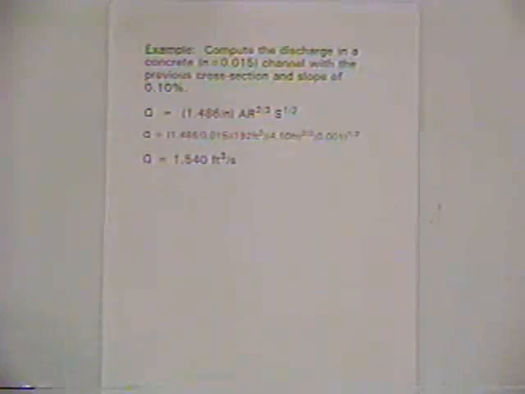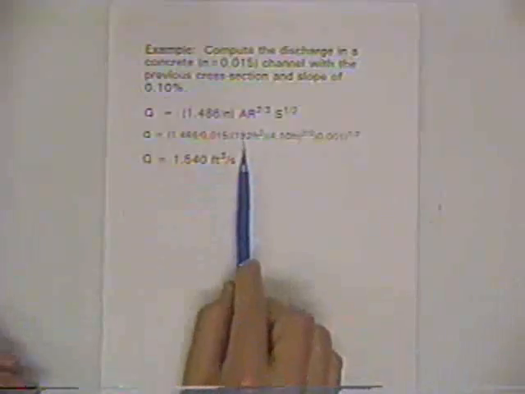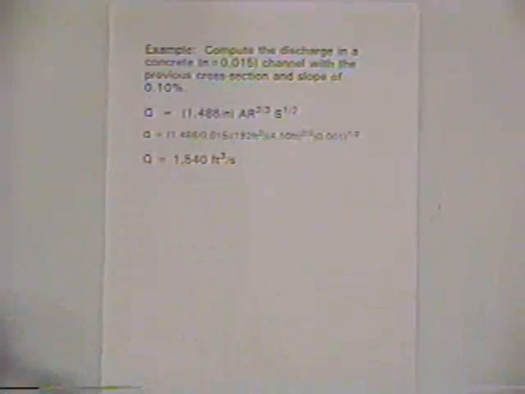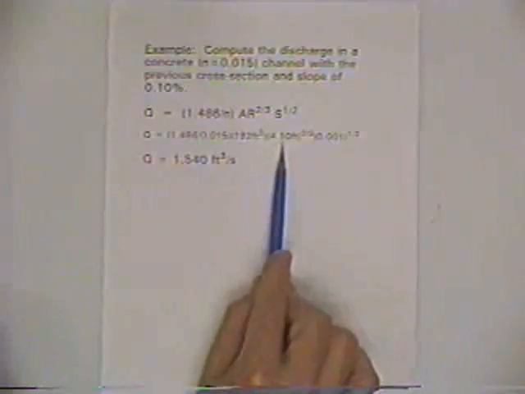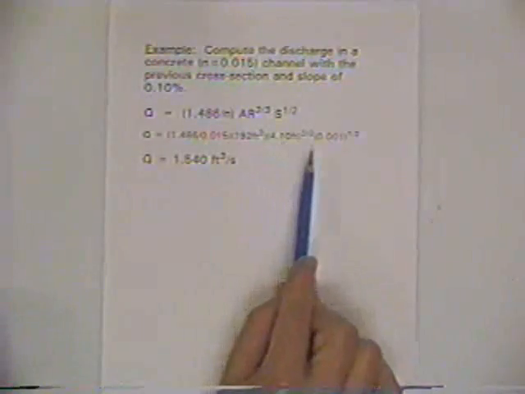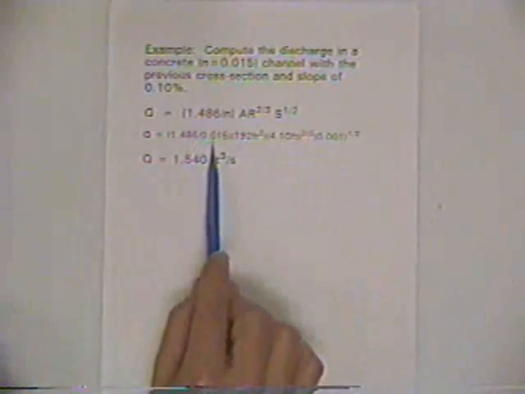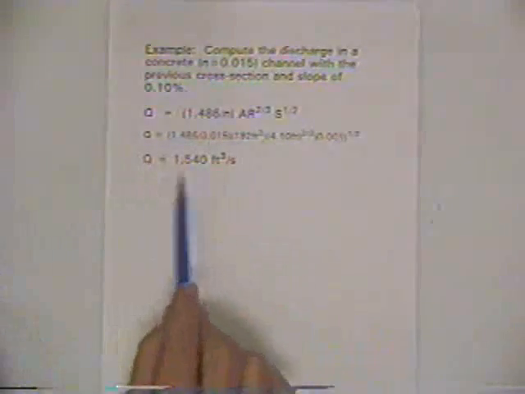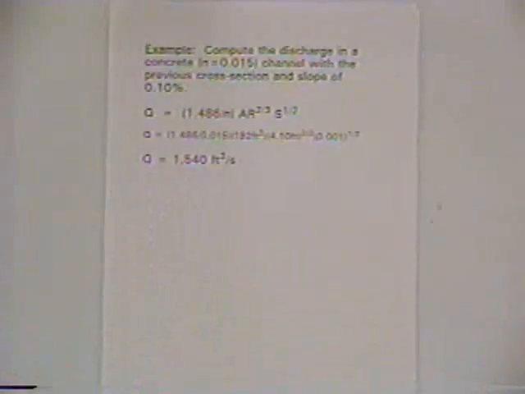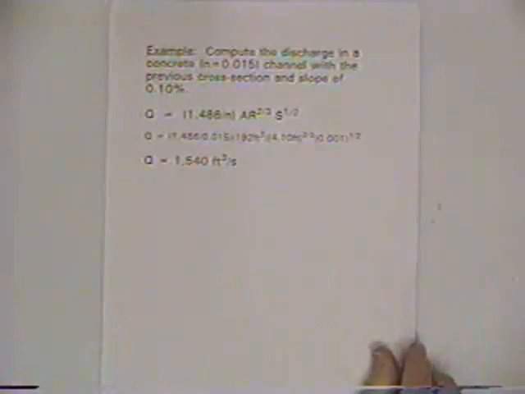Having gone through the geometry, we can plug in the cross-sectional area of flow, which we computed on the previous page. We can plug in the hydraulic radius, the longitudinal bottom slope for S, the roughness coefficient n, and compute a discharge of 1,540 cubic feet per second. Now, that's the easy way to apply the Manning's equation. And that's the way I would anticipate problems being on the exam.